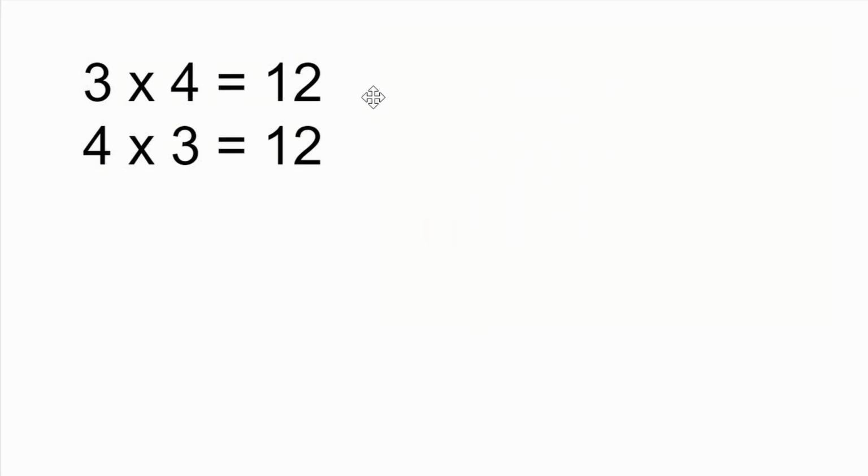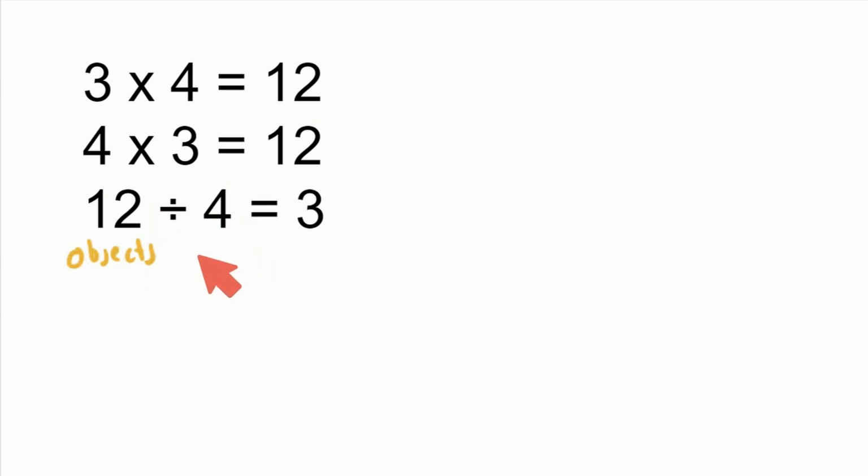Now that we have our 2 multiplication problems, is there a division problem I could write involving these same numbers? A division problem I can think of is 12 divided by 4 equals 3. The way I like to think about this problem is I have 12 objects, this time divided into 4 groups. And the answer is going to be, in one group, I have 3 objects. So let's go and see if this is true.